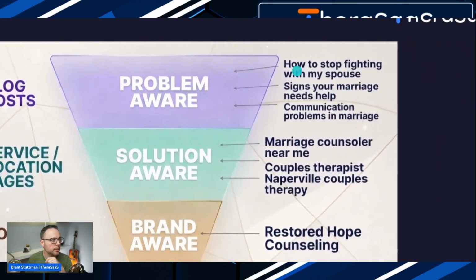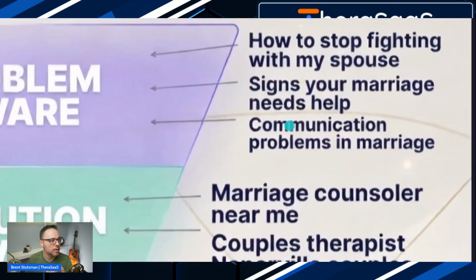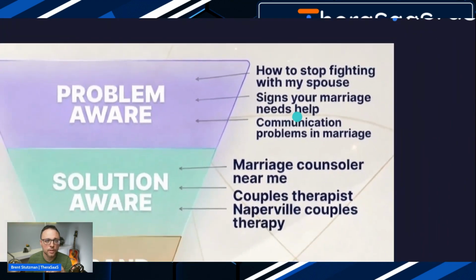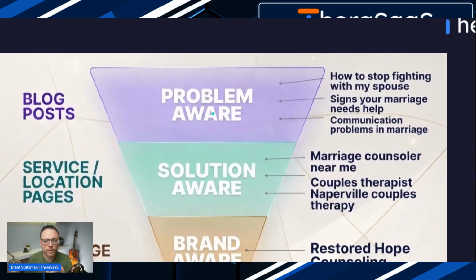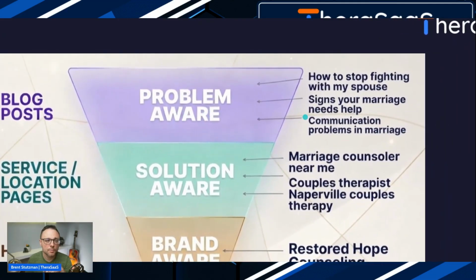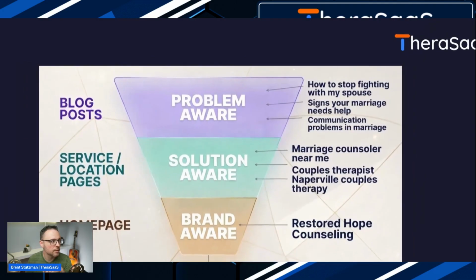And blog posts like how to stop fighting with my spouse, signs your marriage needs help, communication problems in marriage, right? So they're aware of the problem, and they might go to some blog posts, or they might type into Google, how do I stop fighting with my spouse? Or what are some communication strategies I can have?